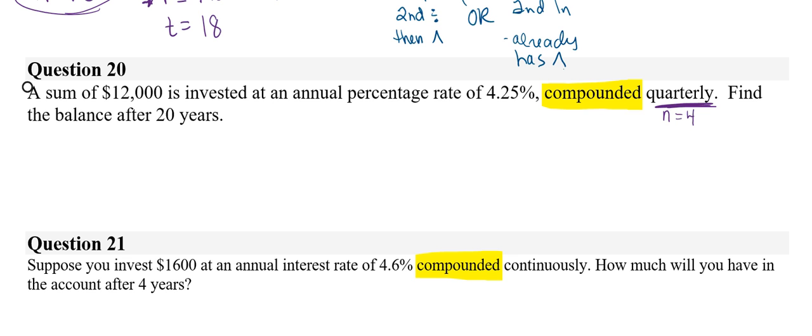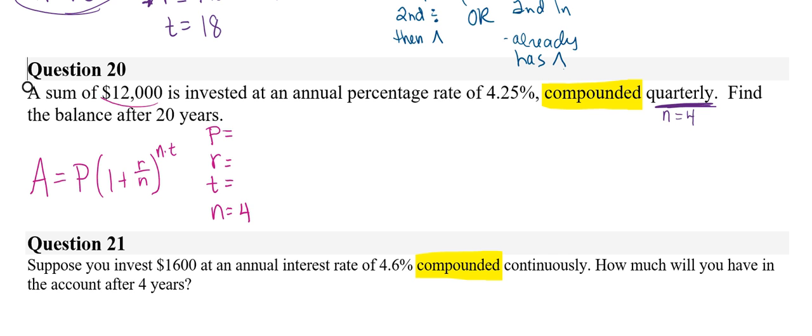So our function is going to look like this: A equals P times (1 plus R divided by N) to the N times T power. So again, we need P, R, T, and then N is the other number we have to plug in, which is 4. So reading through the problem, there's a number, there's a number, there's a number. 12,000 is a dollar amount, which means it's got to be the initial investment or starting amount. R is always the percent, so 4.25%.